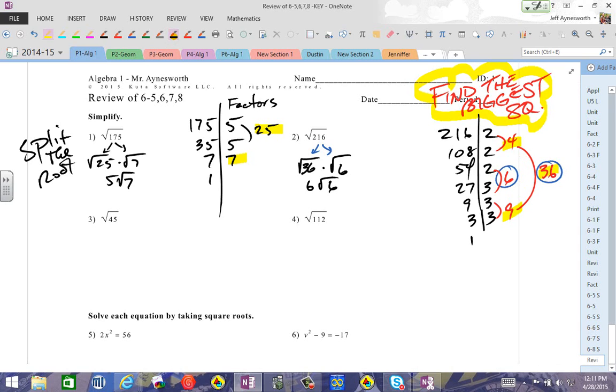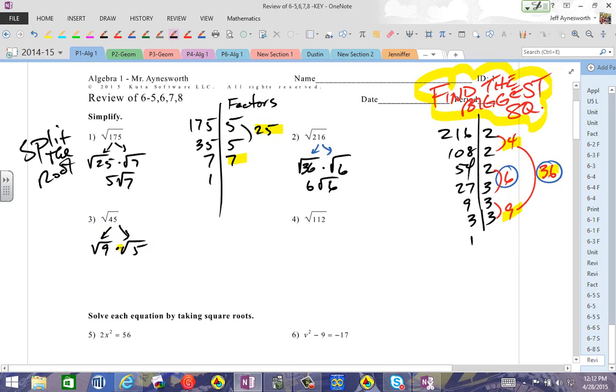Same thing here. This one's so small you don't even need a factor table. We know that 9 times 5 is 45, so split the root. Put a times symbol in the middle of each one because, again, this is a factor pair product. Square root of 9 is 3, so you get 3 root 5, or 3 rad 5. On the 112, you may not know what the factor pairs are, so start by dividing by 2. Half of 100 is 50, and half of 12 is 6, so 56 here.